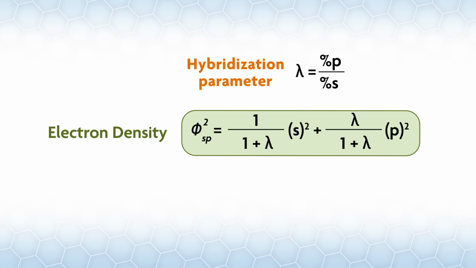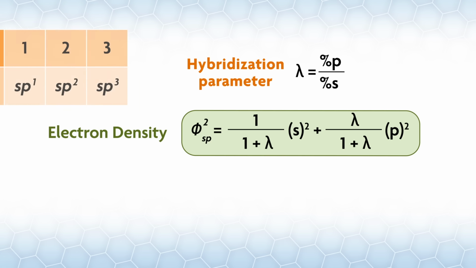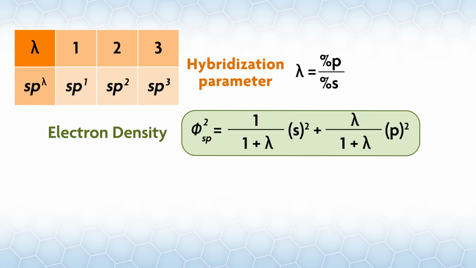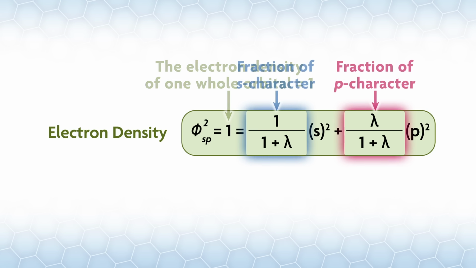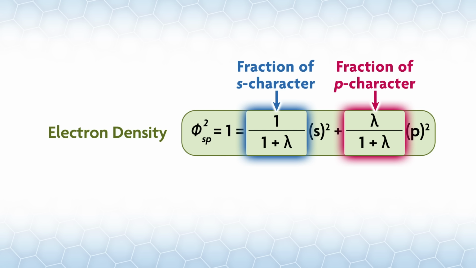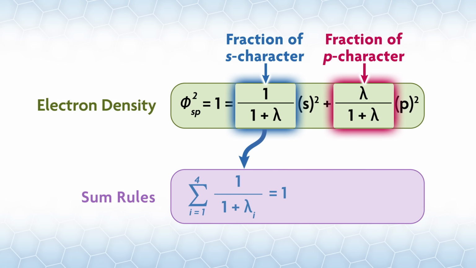Whether you realize it or not, lambda is something you're likely already familiar with because it is usually given in the form sp^lambda. In other words, sp1, sp2, and sp3 hybrids are where lambda equals 1, 2, and 3 respectively. The electron density of one whole orbital is actually just 1, which is the case for the hybrid above, so this is true. The coefficients in front of s and p give the fraction of s and p character in the orbital. After we account for the fact that there is one valence s orbital and 3 valence p orbitals, we get what are called the sum rules, which are below.